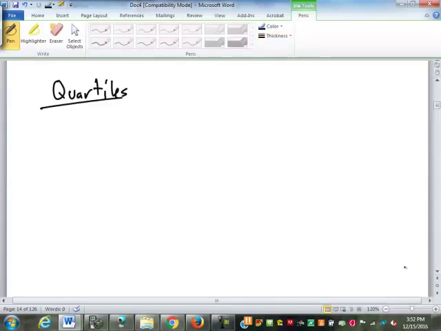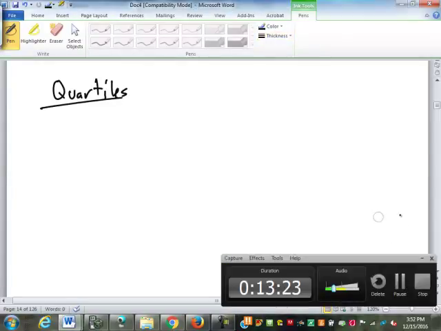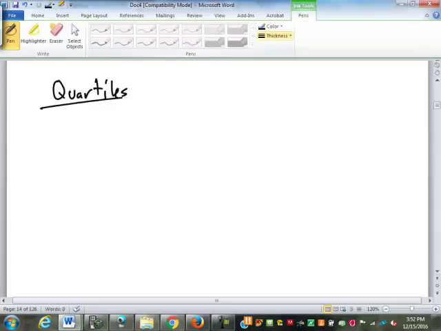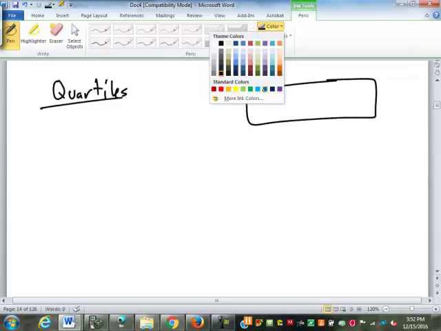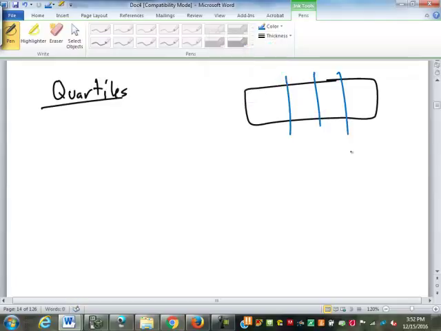Quartiles are actually pretty simple. It is the numbers that divide the data into 4 equal sections. Now, if you think about it, let's say I have a piece of string. I know it's a really fat piece of string, but I want to cut it into 4 equal pieces. How many times do I have to cut it? 3 times. 1, 2, 3. So there are only 3 quartiles. 3 cuts divide the data into 4 equal pieces.